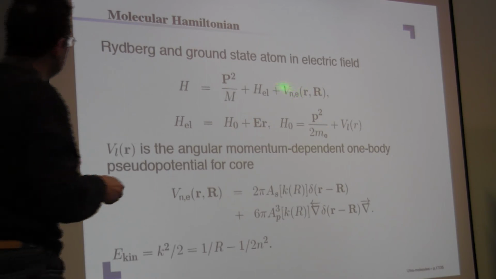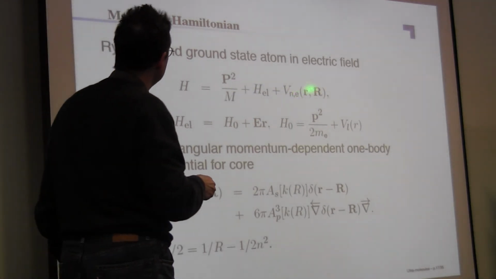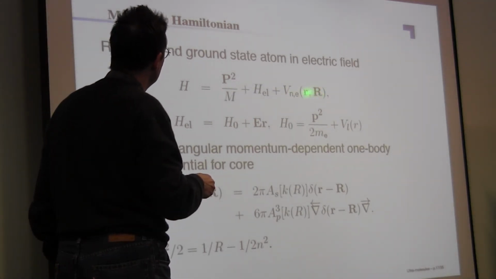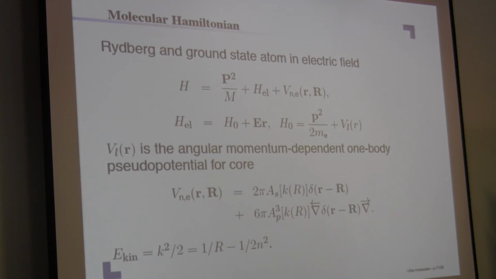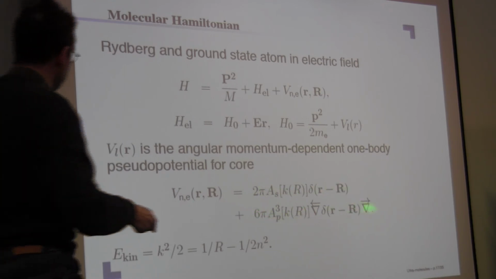Now you also have in the total Hamiltonian, of course, the interaction of the electron with the neutral perturber. This is this VNE, neutral electron. And this is given here, and you know it. I've been trying to explain it to you. This has this pseudopotential in it, the S-wave part and the P-wave part.